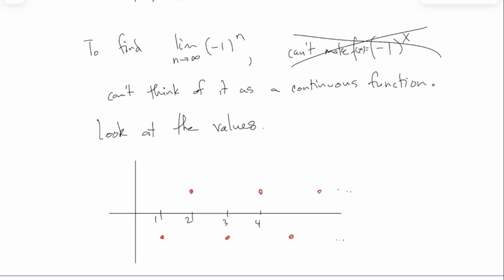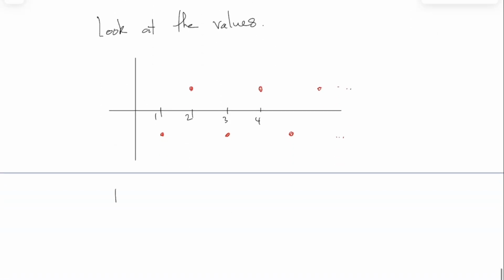Sometimes you'll see people drawing the graph of the sequence. It's not going to look like a nice continuous line because this is not the graph of a function, but those are the sequence values, and you can see by looking at the graph here, these values are not approaching any limit. So there is no limit here. It doesn't approach anything.